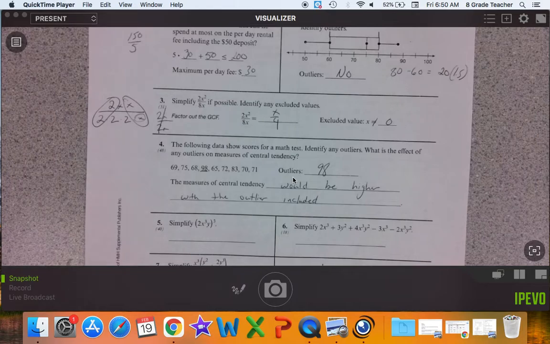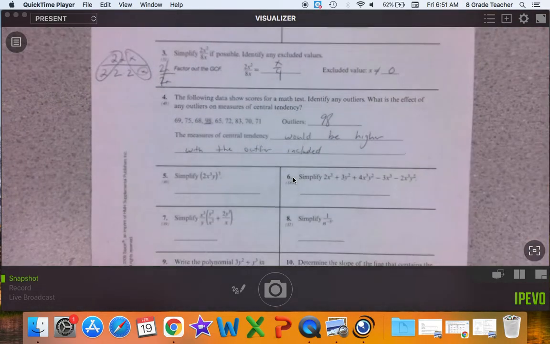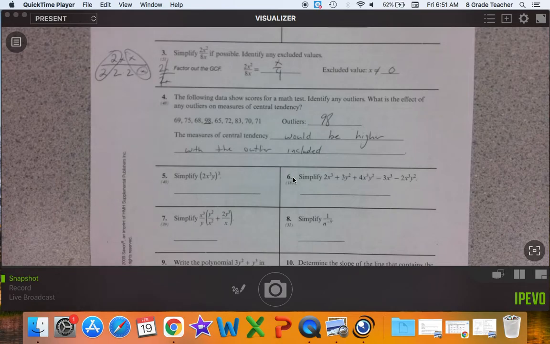So the measure of central tendency would be higher with that outlier included. They'd be lower if that outlier wasn't there. The overall average, the mean would be less, and the median would probably bump down because you don't have that number that's on that side of the scale.